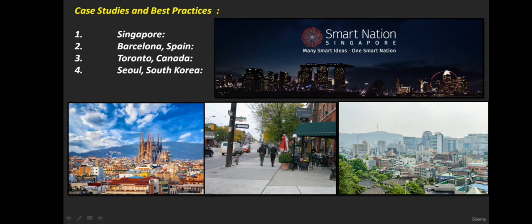Second will be Barcelona, Spain. Barcelona's participatory budgeting program allows citizens to allocate a part of the city's budget. This initiative highlights the significance of digital engagement and citizen engagement in local governance too.